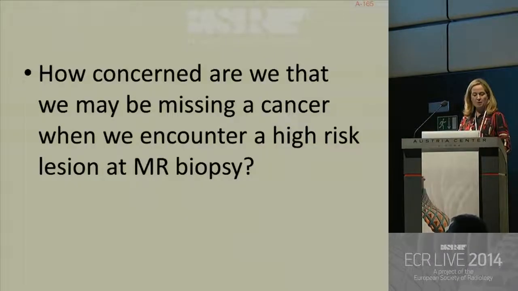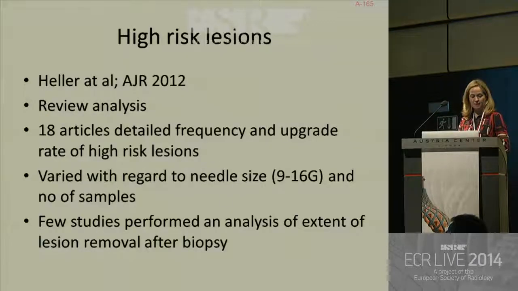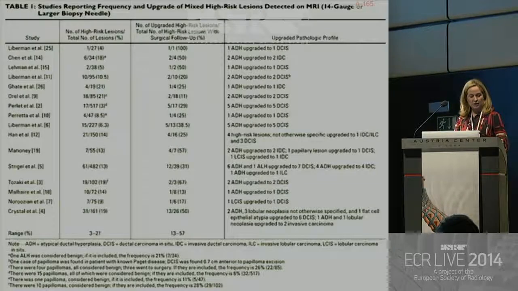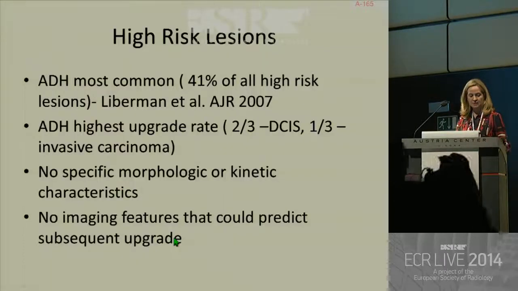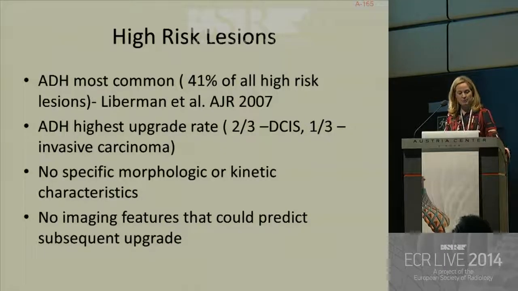So how concerned are we that we may be missing a cancer when we encounter a high-risk lesion at MR biopsy? Well, there's a large review analysis. There are about 18 articles detailing the frequency and upgrade rate of high-risk lesions. And you can see the percentage of high-risk lesions detected varies from between 3 and 21%, and the percentage upgrade varies between 13 and 57%. Atypical ductal hyperplasia is the most common high-risk lesion and has the highest upgrade rate, with about 2/3 going to DCIS and 1/3 to invasive carcinoma.